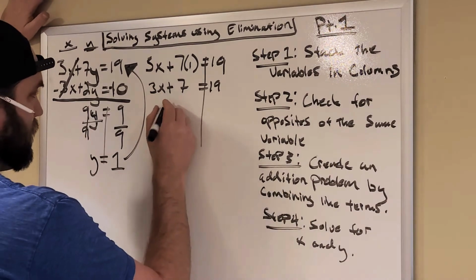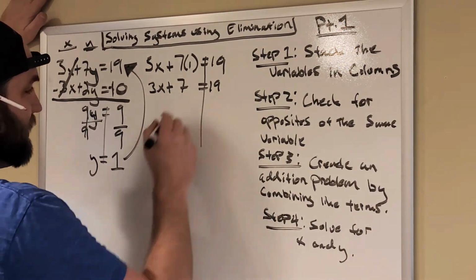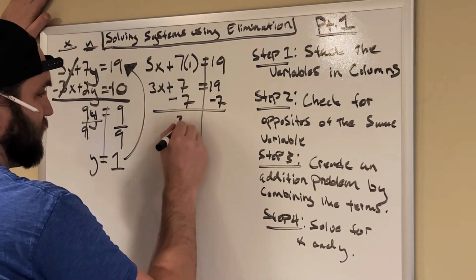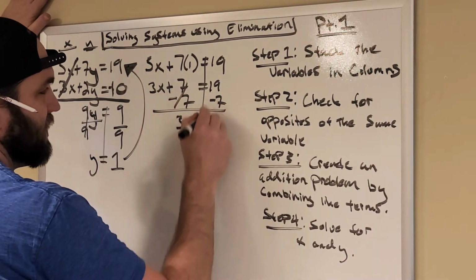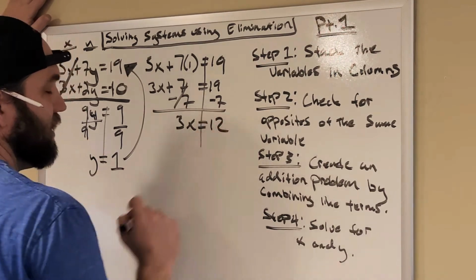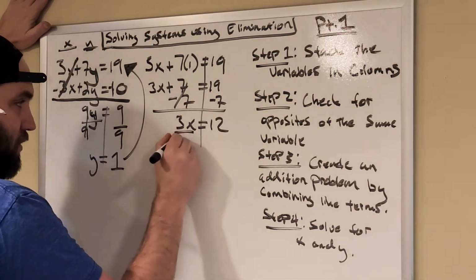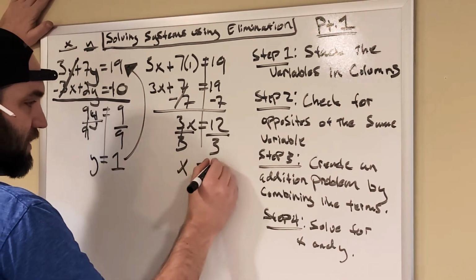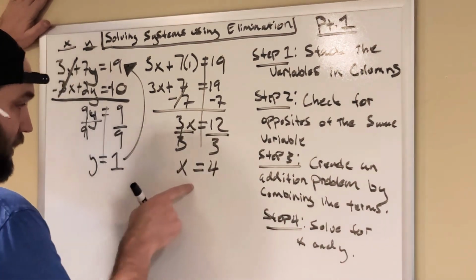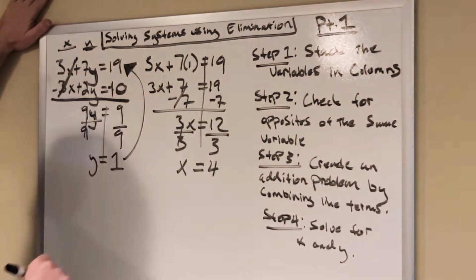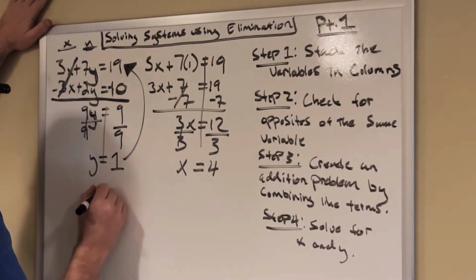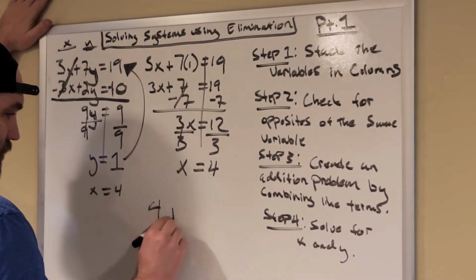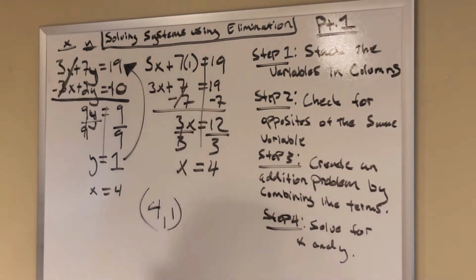And then I'm going to subtract 7 from both sides, minus 7, minus 7, and I'm left with 3x is equal to 12. And now just divide by 3 on both sides. Divide by 3, divide by 3, x is equal to 4. So here we go. Here are my two answers. y equals 1, x equals 4, or 4, 1 in ordered pair. All right?